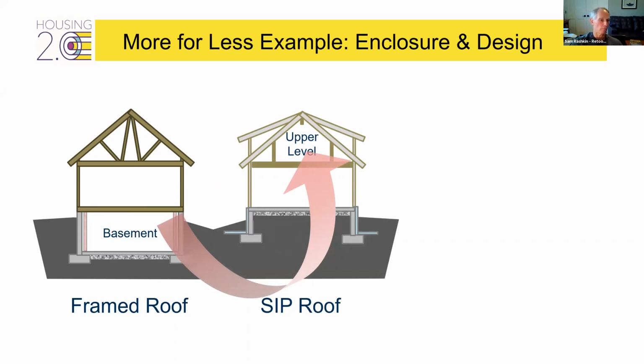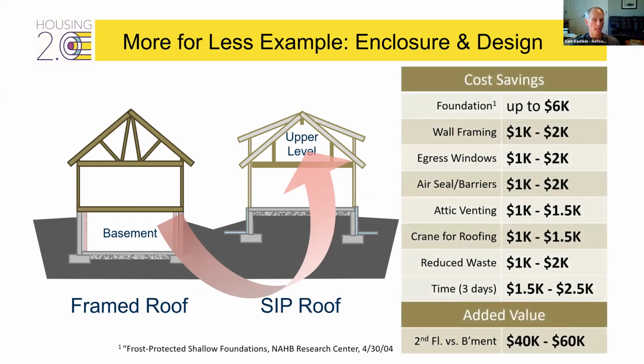So I trade off the low value basement volume for the upper level, which has maybe twice the user value and user experience. And the result is I can save up to $2,000 to $6,000 for the shallow frost protected footing. All the extra framing in the basement for the finished basement, I don't need on the gabled ends and some other places, which could add up to $1,000 or $2,000. I don't need egress windows. I don't need all the air sealing and air barriers between the ceiling below the attic anymore that we talked about earlier. I don't need attic vents.